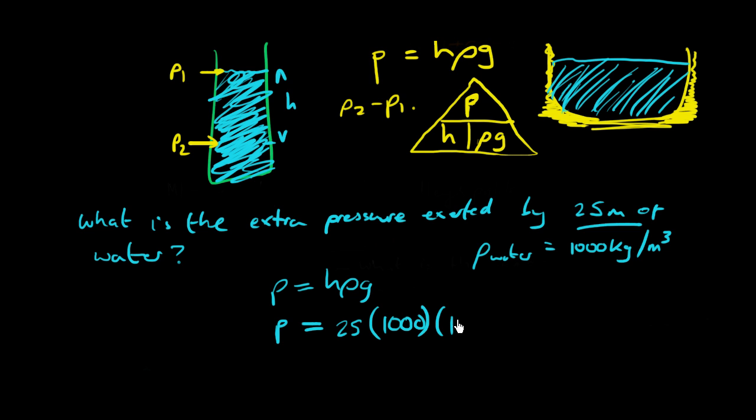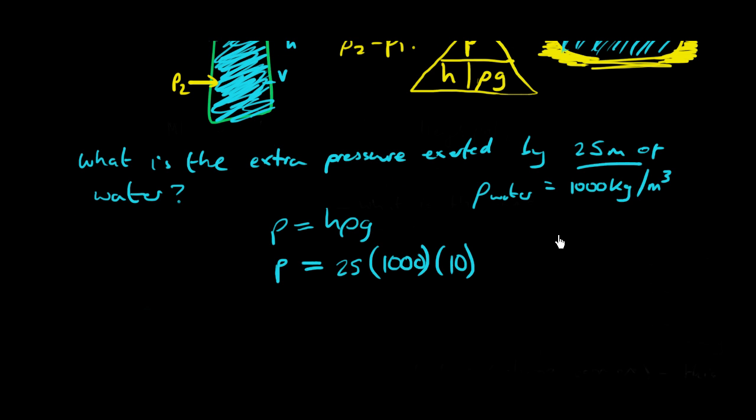Is it in the right units, everything? Well, let's see, that's in meters and that's in meters, so that's good. And so here we get 25 times 10 is 250, times 1000 is 250,000. What are the units for pressure? Well, it's pascals, which are again newtons per meter squared, same thing.